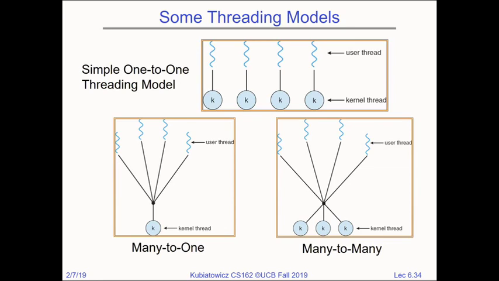Question, yeah? So the many-to-one model does not use multiple cores. That is correct. So you probably want to be in something like this many-to-many model.